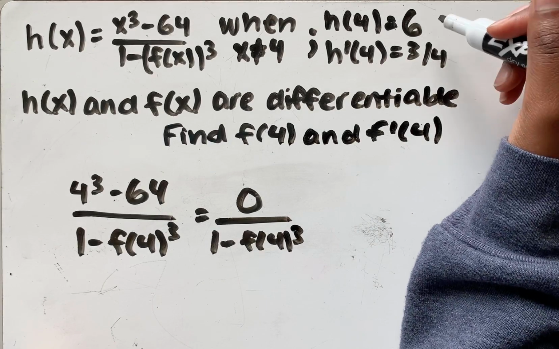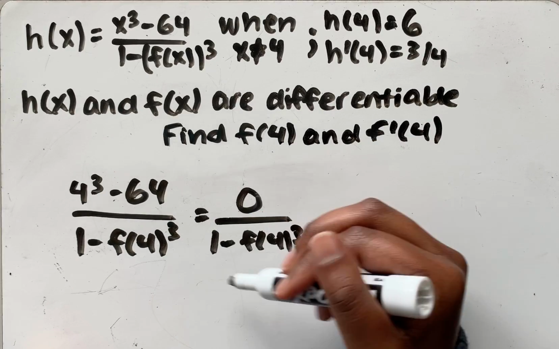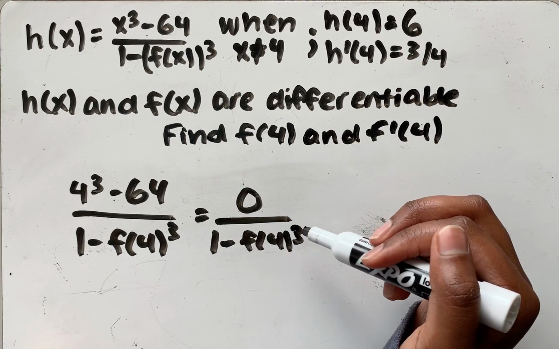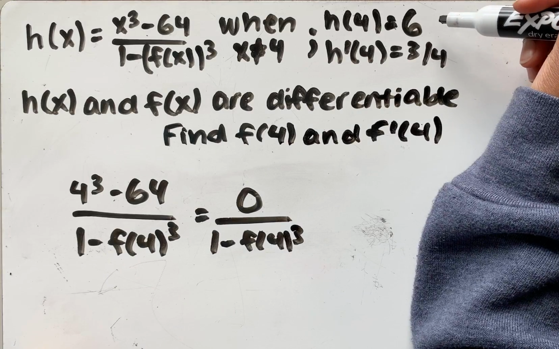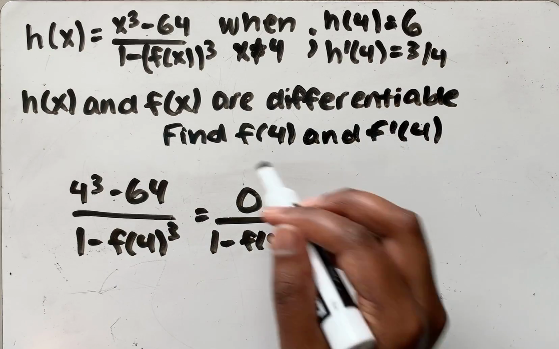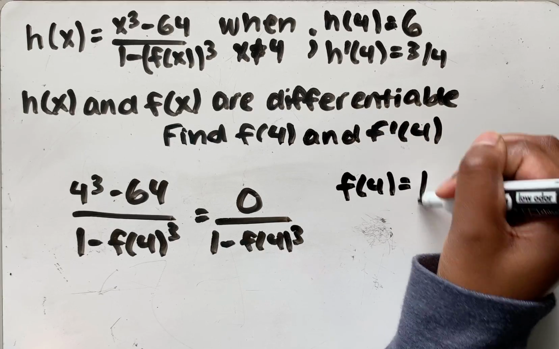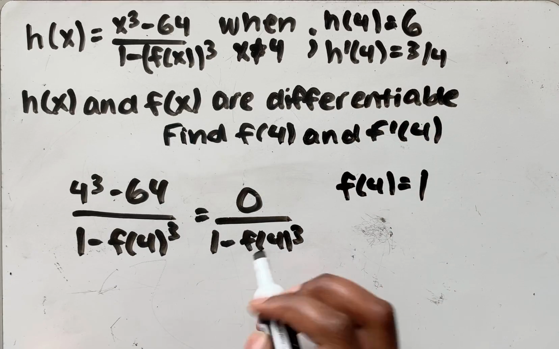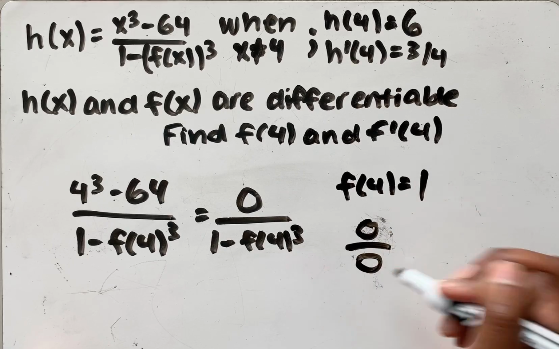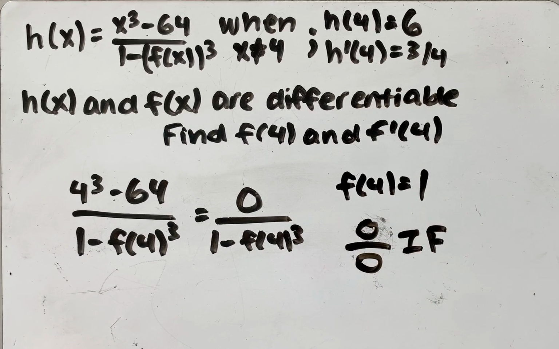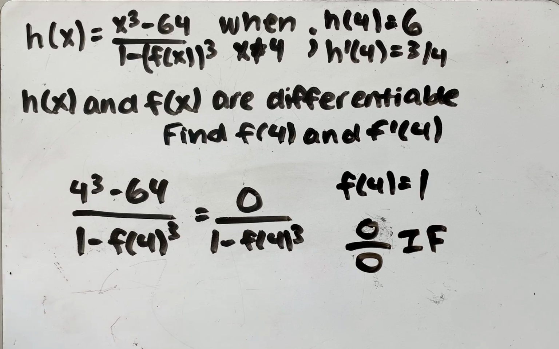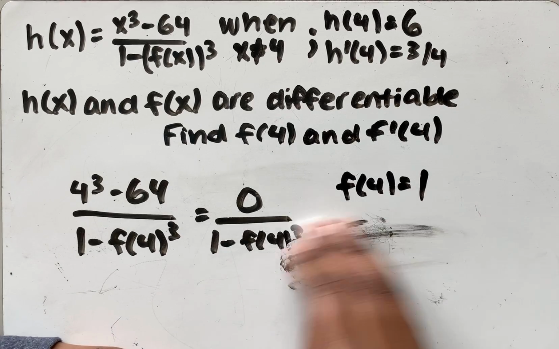So this tells us that this must be an indeterminate form so that we can use L'Hopital's rule and actually make the limit equal 6. And the only way that this can be an indeterminate form is if f of 4 equals 1, because then this would be 1 and we would get a 0 out of 0 indeterminate form. So now we know that f of 4 must equal 1.